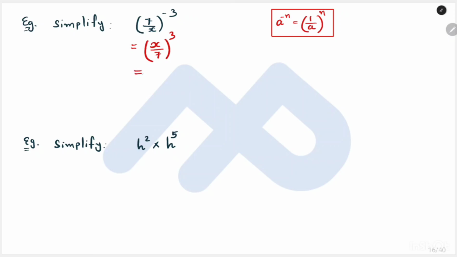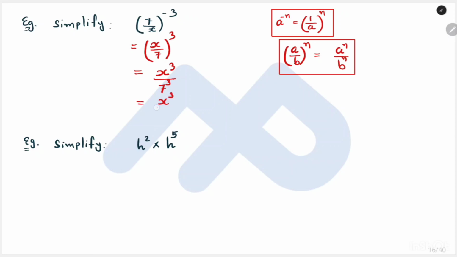Now because they are in division, you can give them separate powers. I'll write the identity here. a upon b whole raised to n is equal to a raised to n upon b raised to n. In the exam you don't need to write all these identities, but here I am just writing them for your reference. So that's x raised to 3 upon 7 raised to 3. I give them separate powers. Now x raised to 3 will remain as it is, but 7 raised to 3 can be simplified. That is 7 into 7 into 7, which is 343. So this is your final answer.